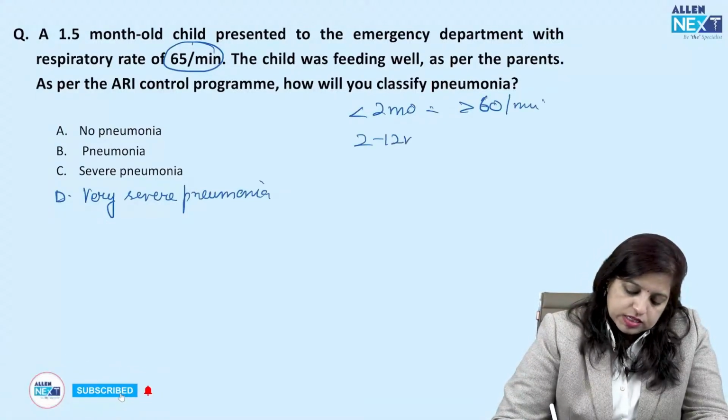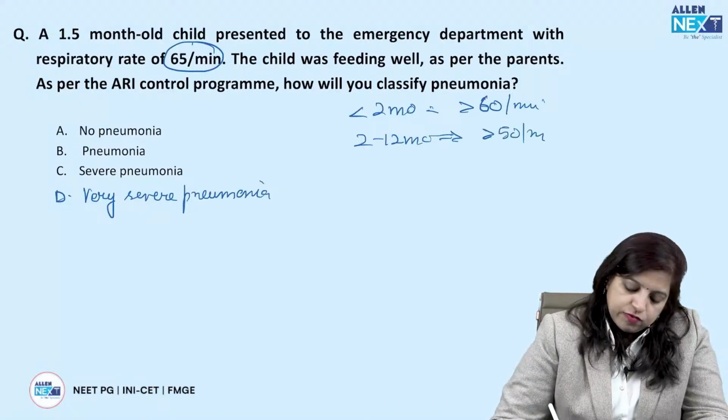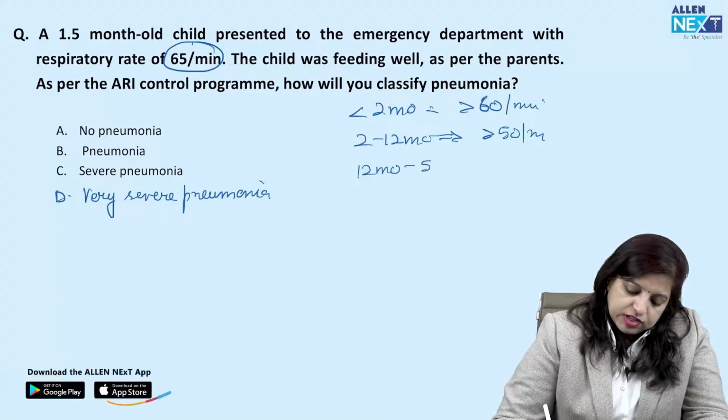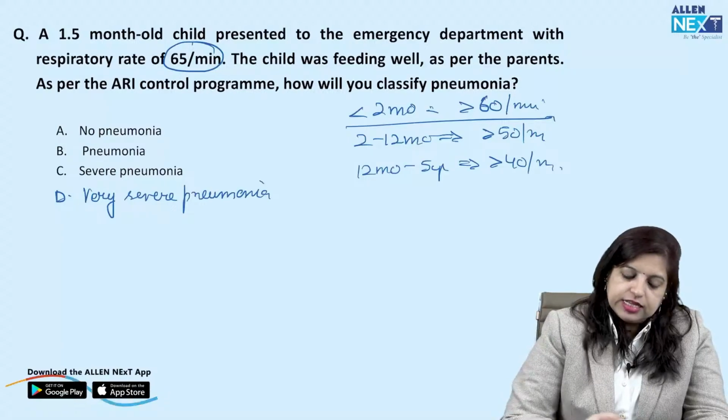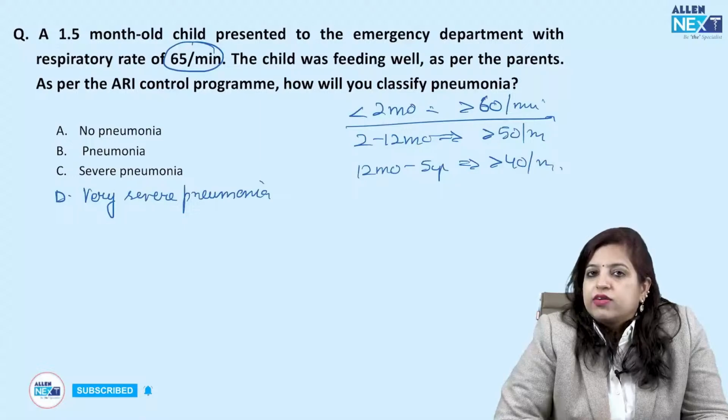For 2 to 12 months, the cutoff is anything more than 50 per minute, and for 12 months to 5 years, the cutoff is more than 40 per minute. So in this case, he is less than 2 months but is having a respiratory rate of 65 per minute. So definitely the child is having tachypnea.